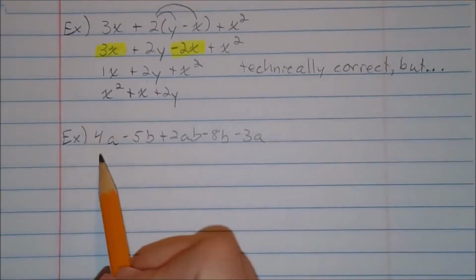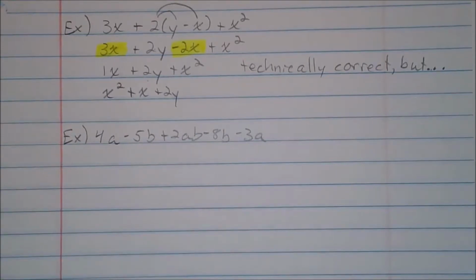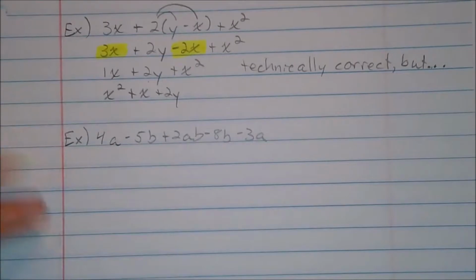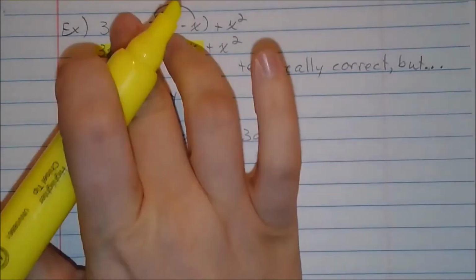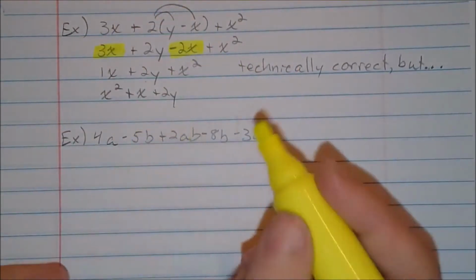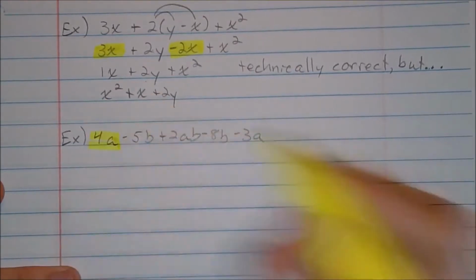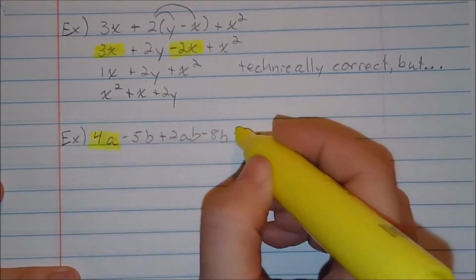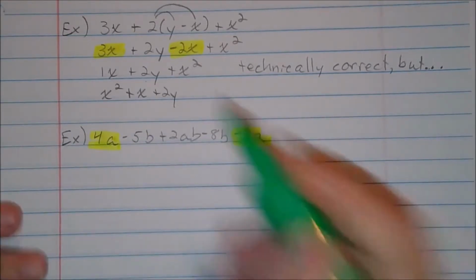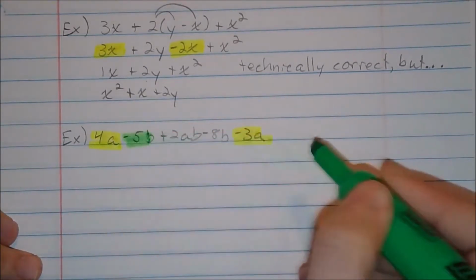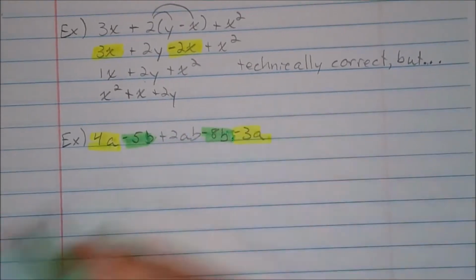Other one. So I've got one with a's and b's this time, so it doesn't have to be always x and y, but the same rules still apply. We're going to look for like terms, and this time might have potentially some other ones. So I've got nothing to distribute, so I don't have any parentheses, but I do have some like terms. 4a and negative 3a are like terms, and then negative 5b and negative 8b are like terms.